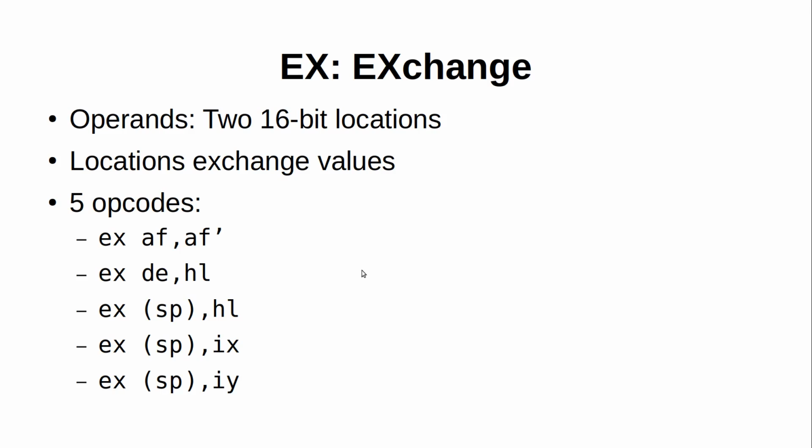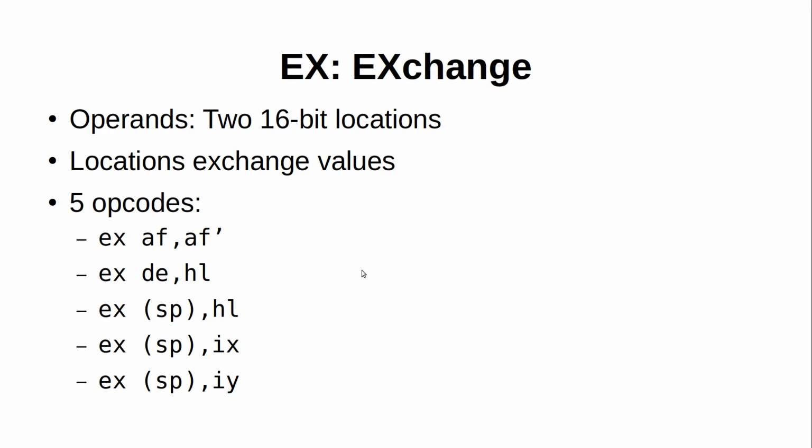The exchange instruction, or EX for short, transfers 16-bit values between 2 locations. They actually exchange values, as the name suggests, rather than copying from one to the other. There are 5 different opcodes for EX, starting with EX AF, AF prime, which will exchange the current accumulator and status bit values with the alternate A and F registers. The values in the alternate registers will not have changed since the last exchange, so this can be a good way of preserving state without growing the stack.